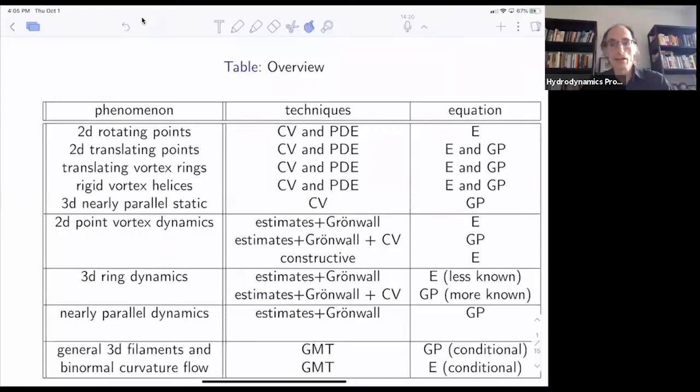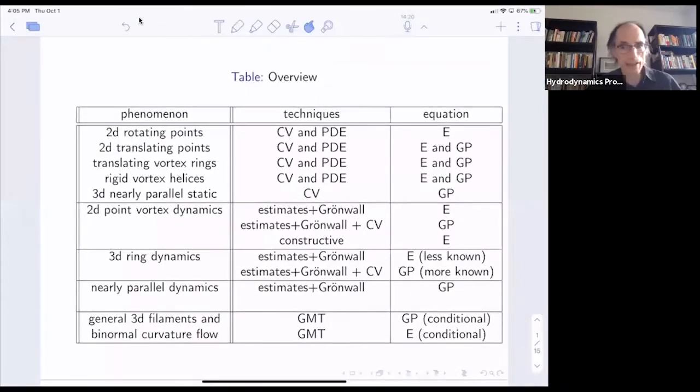Let me get started. I'm going to begin with the promised overview of what I hope to do for the next most of the term. So what I have here is a table showing the results and the techniques for the problems we want to discuss. Along the left-hand column, there are various phenomena. On the right-hand column, E is Euler, and GP is Gross-Pitaevskii. That's pretty clear.